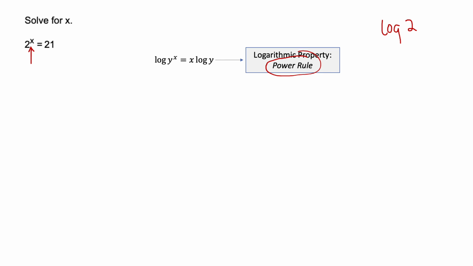The logarithmic property, the power rule, tells us that when we have the log of a number to an exponent, we can actually take that exponent in front of the logarithm. So applying that log will actually help us move the exponent out of the exponent position, and then it's easier to solve that value. So let's go ahead and do this problem and solve for x.